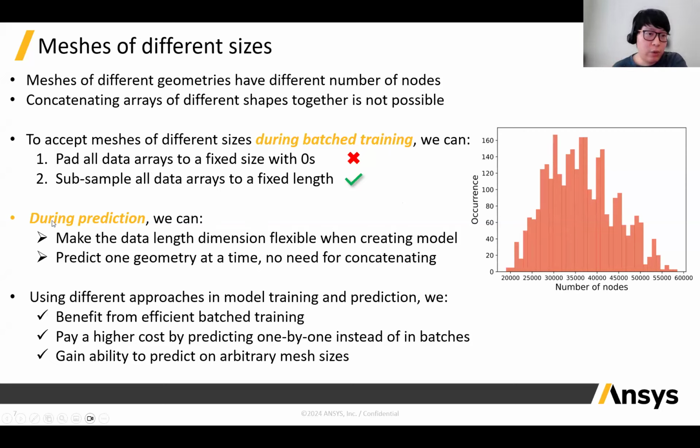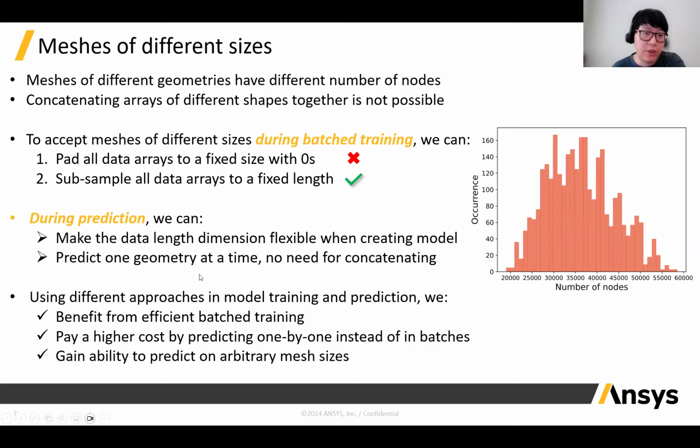And then now we move to the prediction stage, because in the prediction stage, that's where we want to handle prediction on different numbers of mesh nodes and elements. So to do that, when we build the model, we specifically make the data length dimension flexible. That happens on a coding level. We just declare them as a flexible dimension, meaning that they can take in different numbers of points and then output those predictions on those points.